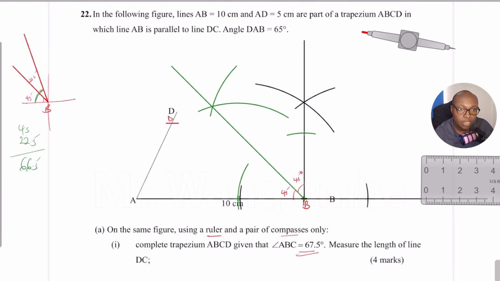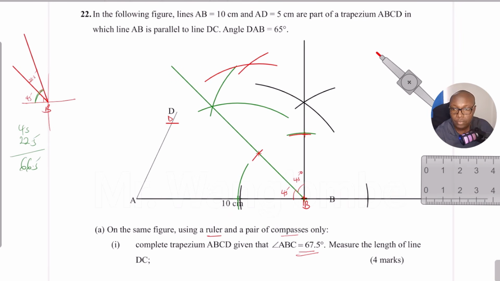I'll stand at this point once again, stand at that point, any convenient radius of your choice. Mark an arc there, and then mark another arc there. Then from there, you can adjust your pair of compass. You stand on this arc here that you made, and then cut that arc, and then stand on the other arc there and cut that arc. So again, join that point like that.